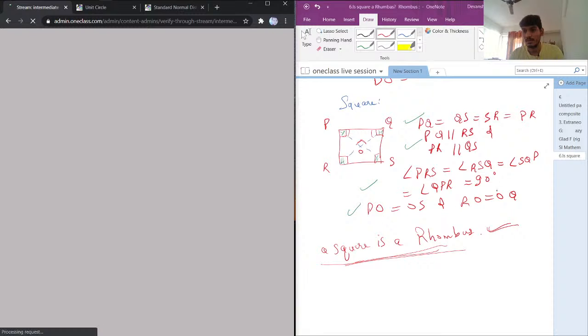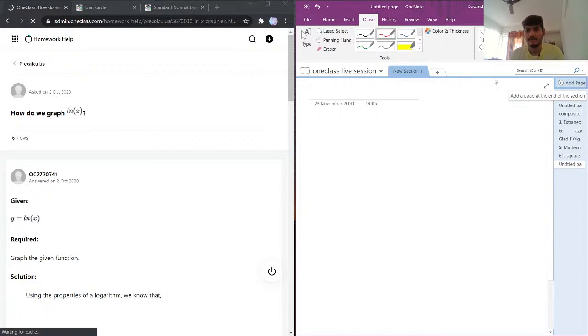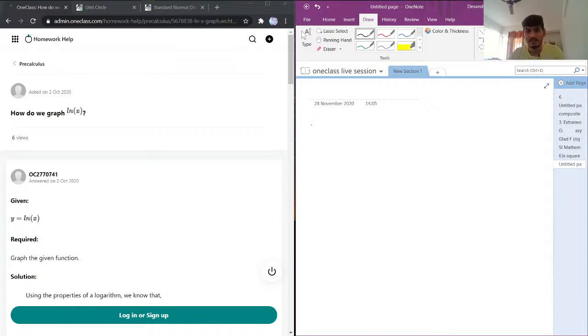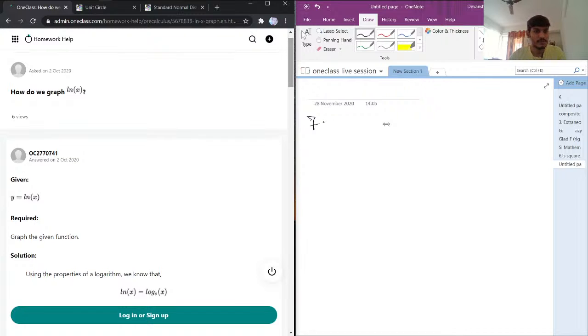We'll go to another question. This will be question number 7. So we need to draw the curve. How do we graph ln of x?